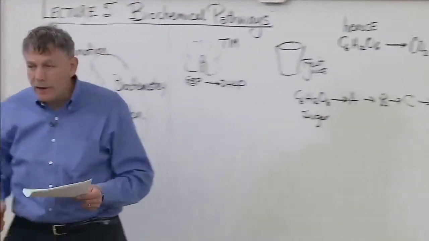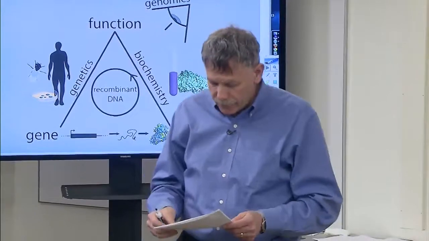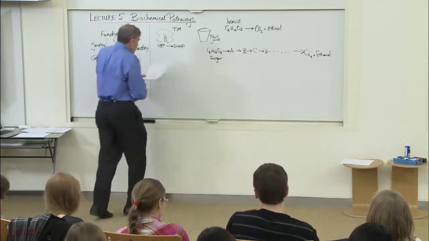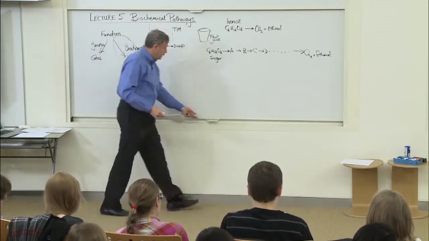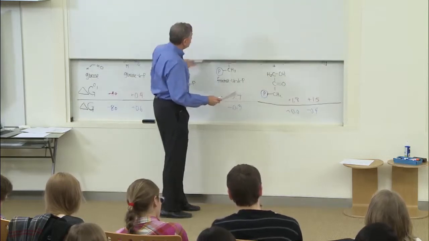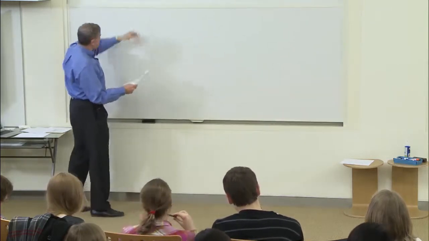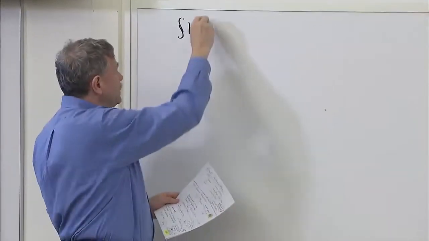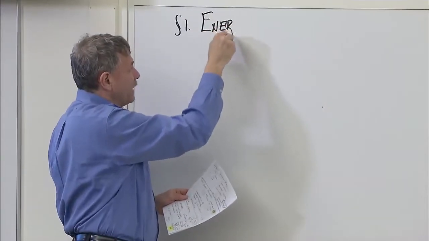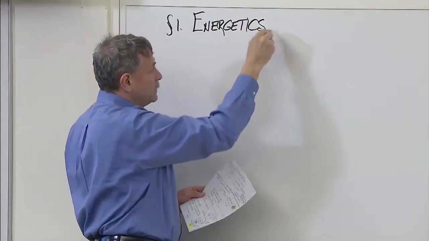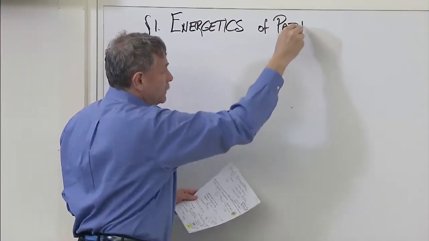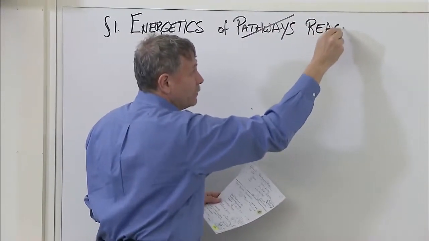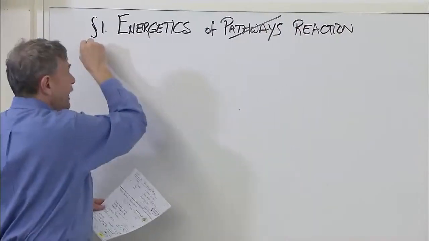That's a pathway. And what we want to do is understand the logic of pathways. How do pathways work? We understood a simple aspect of pathways, but now we really want to understand the logic of pathways. And let's start with the energetics of pathways. In fact, let's just start simply with the energetics of a single reaction, one reaction in a long pathway like that.